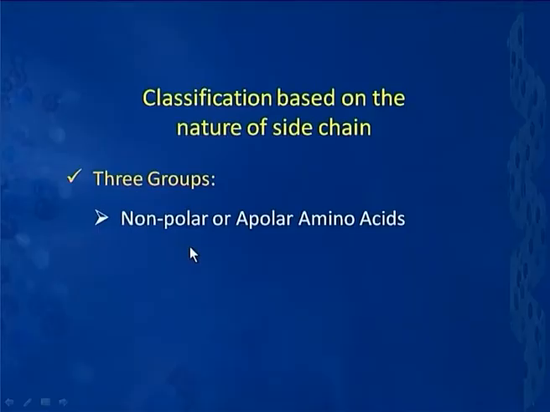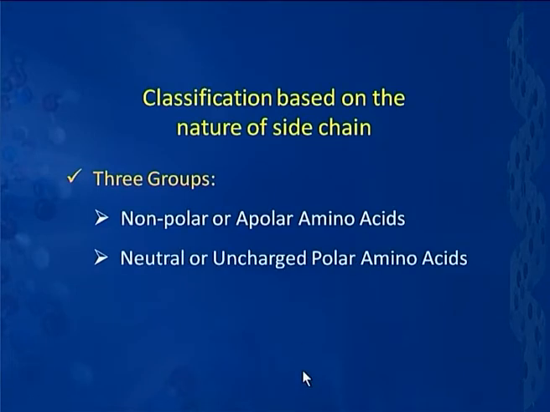Okay. Now, let us move to the next basis of classification, that is the nature of side chain. On the basis of nature of side chain, there are 3 different classes, or you can say 3 groups. The first is non-polar or apolar amino acids. Second is neutral or uncharged polar amino acids, and the third is charged polar amino acids. Let us look at each one of them.